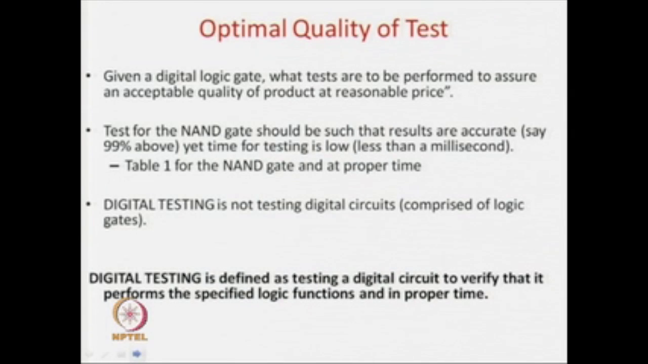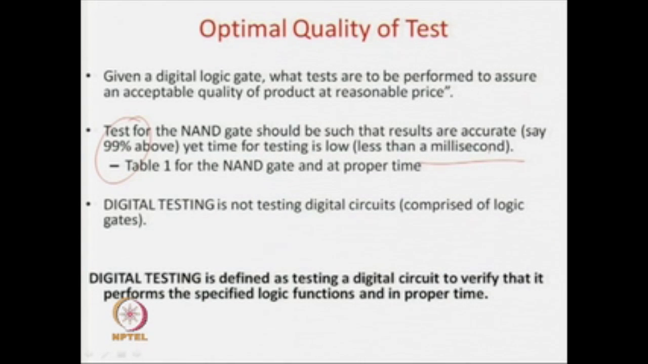And you can understand that a modern typical processor has millions of 2-input NAND gates. So, you can understand the complexity of testing. So, what is the basic idea? Our idea of testing, as I already repeated, for the NAND gate or for whatever circuit, is that your accuracy should be very high, more than 99%, and your test time should be very low.